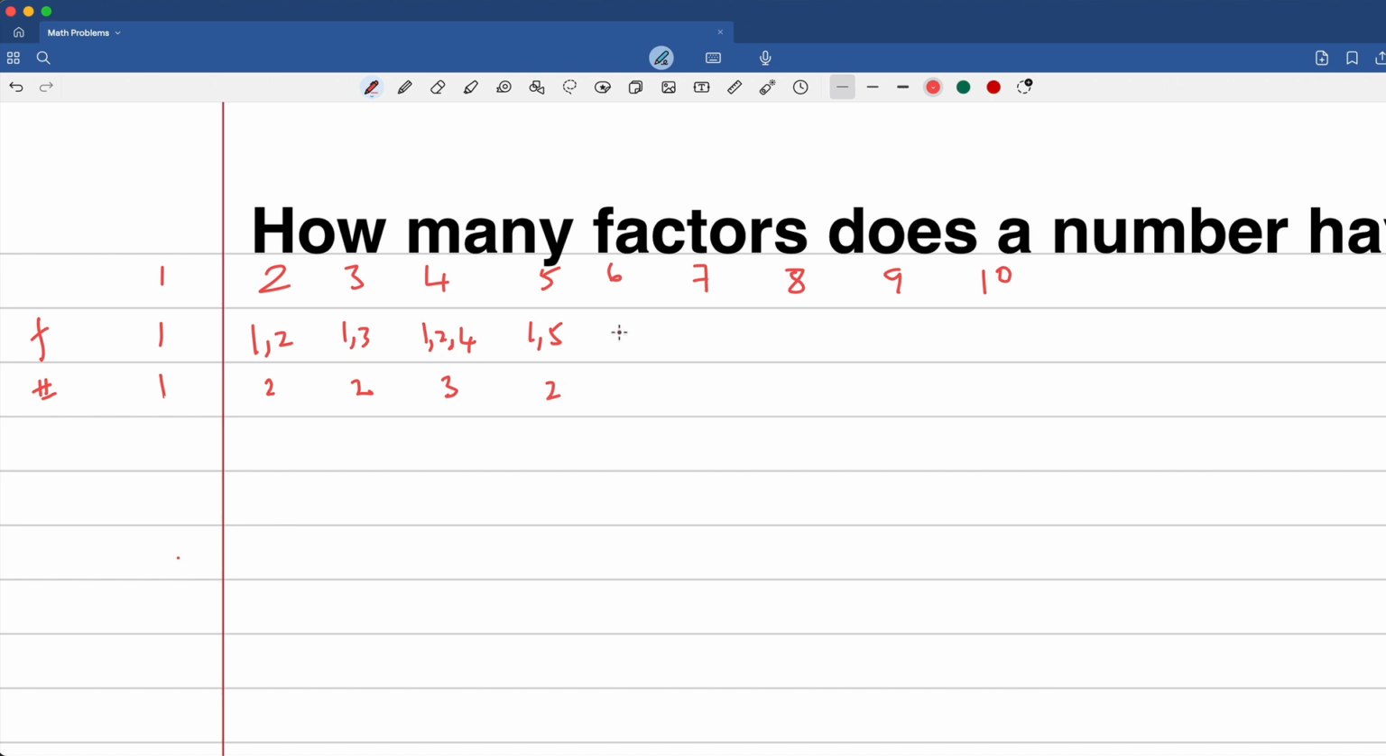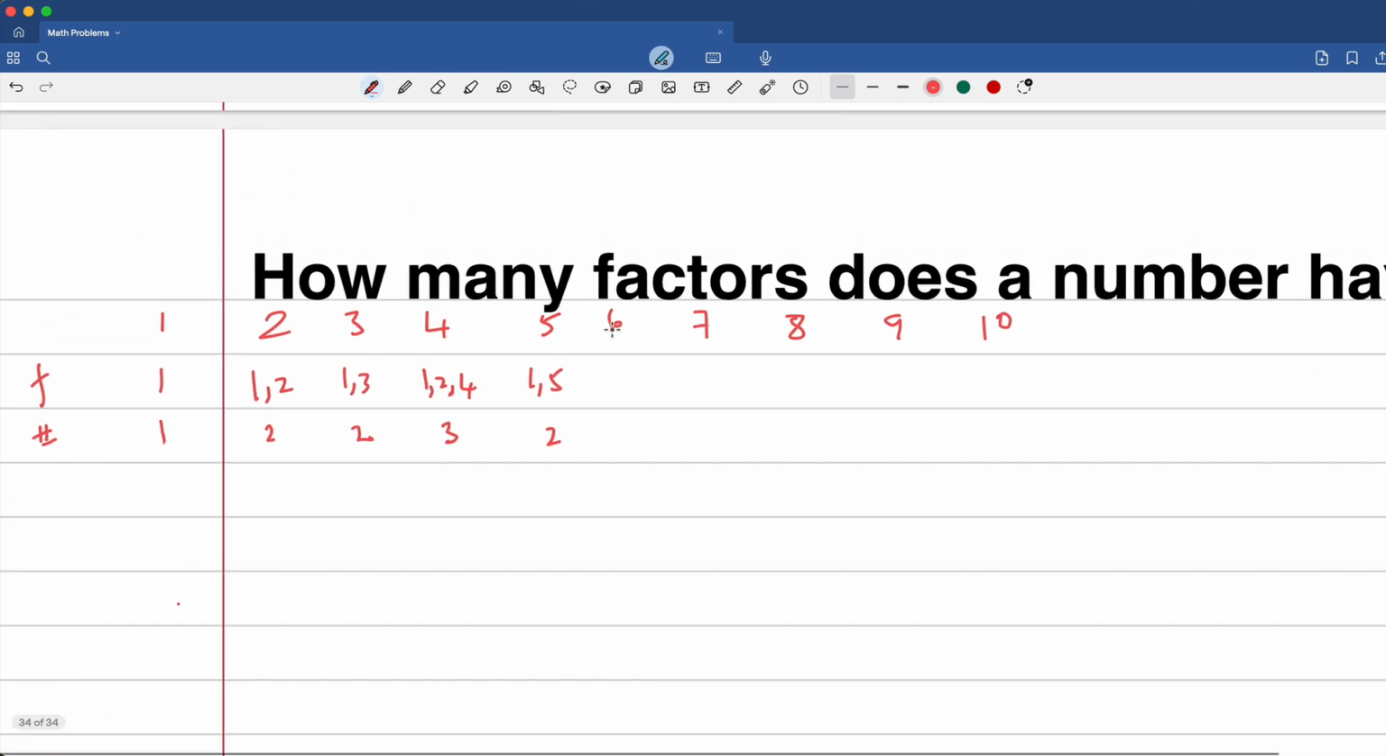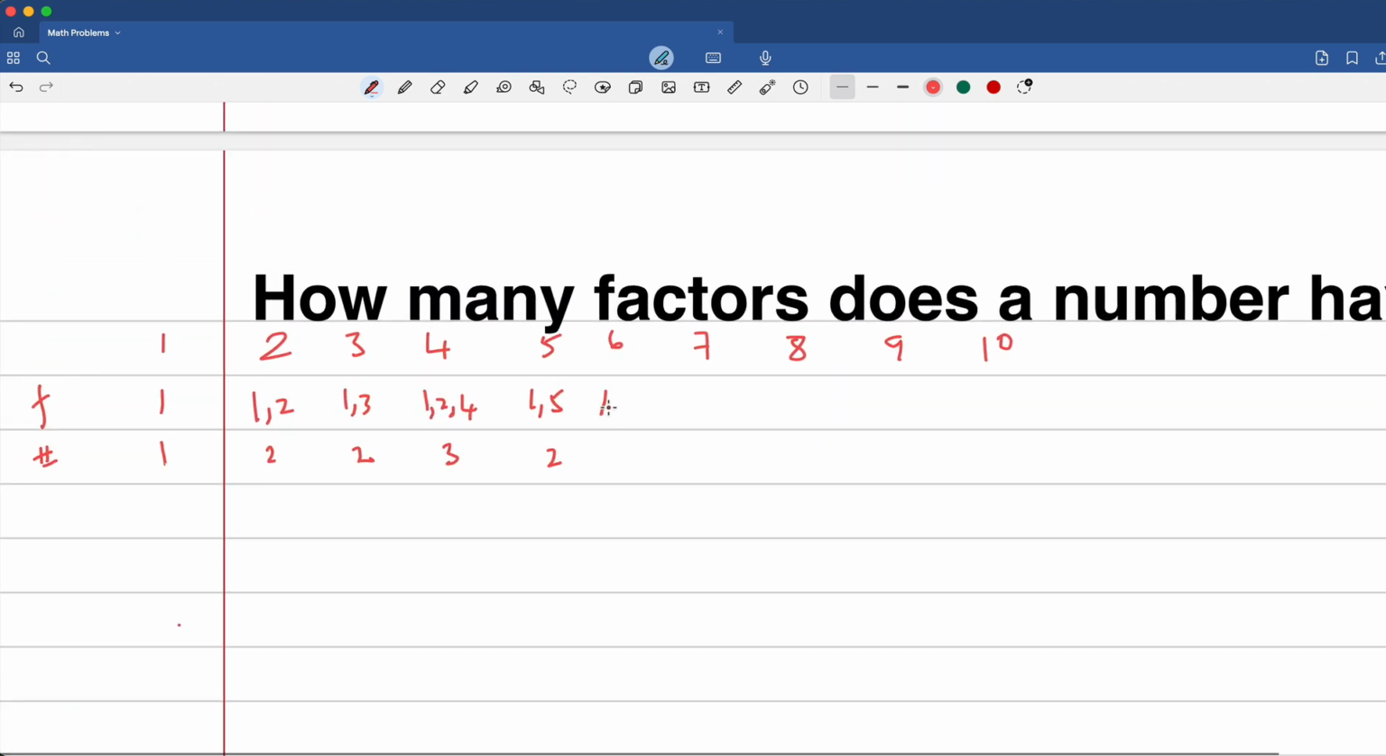It's 2 factors. For 6, it's 1, 2, 3, and 6. 4 factors. For 7, it's 1 and 7. Sorry, 2 factors. 8, it is 1, 2, 4, and 8. It's 4 factors. And 9 is 1, 3, and 9, so 3 factors. 10, it is 1, 2, 5, and 10, which is 4 factors. So it's all over the place, right?